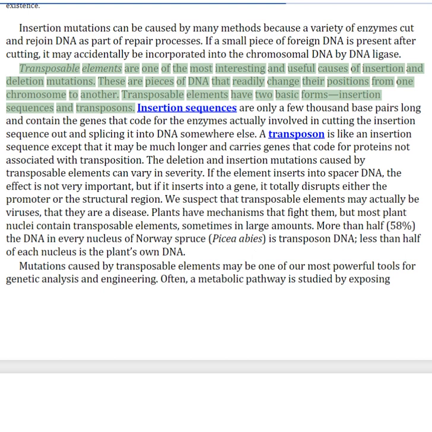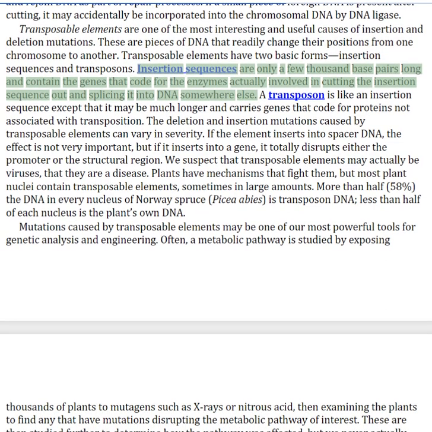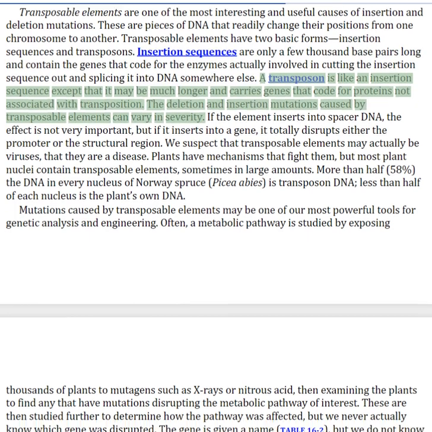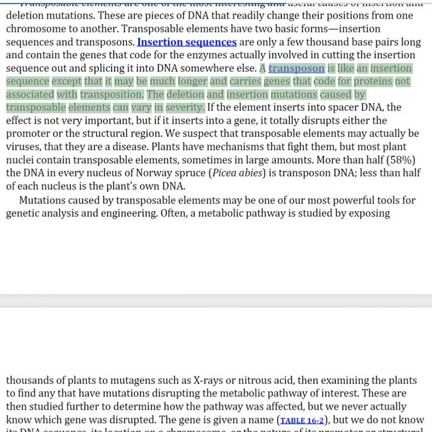Transposable elements are one of the most interesting and useful causes of insertion and deletion mutations. These are pieces of DNA that readily change their positions from one chromosome to another. Transposable elements have two basic forms, insertion sequences and transposons. Insertion sequences are only a few thousand base pairs long and contain the genes that code for the enzymes actually involved in cutting the insertion sequence out and splicing it into DNA somewhere else. A transposon is like an insertion sequence except that it may be much longer and carries genes that code for proteins not associated with transposition.